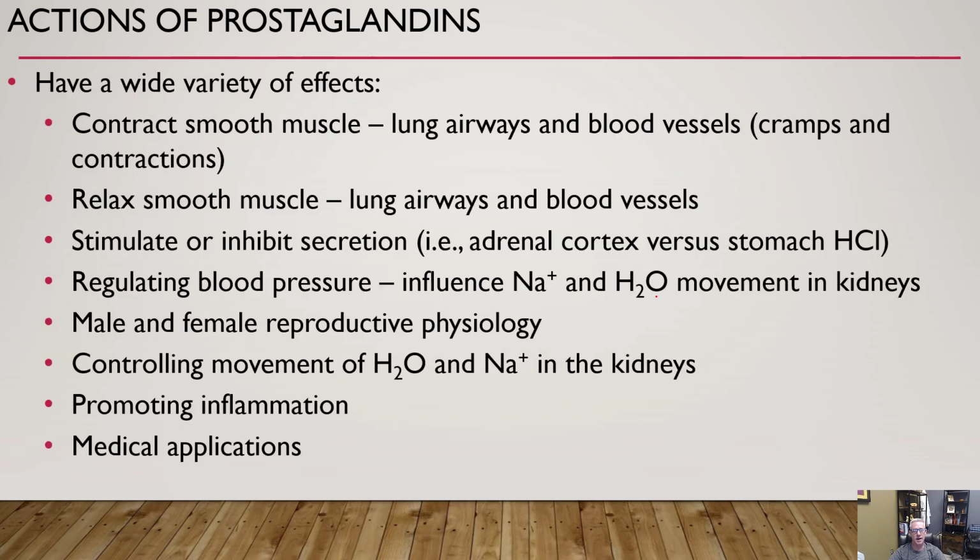Prostaglandins have a lot of effects. They can contract smooth muscle, like in the airways of your lungs or blood vessels, like menstrual cramps or contractions for labor as well. They can relax smooth muscle, so you can relax your lung airways or your blood vessels. They stimulate or inhibit secretions. You could stimulate your adrenal cortex hormones, or inhibit your stomach acid hormones.